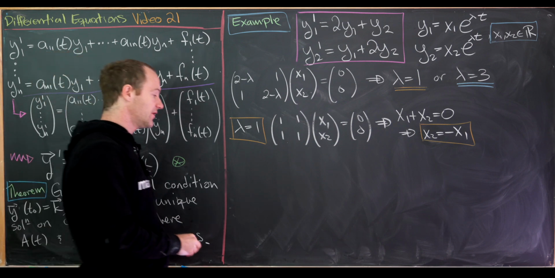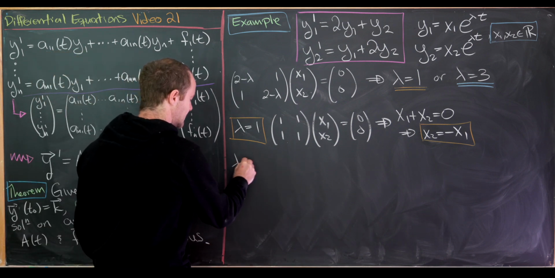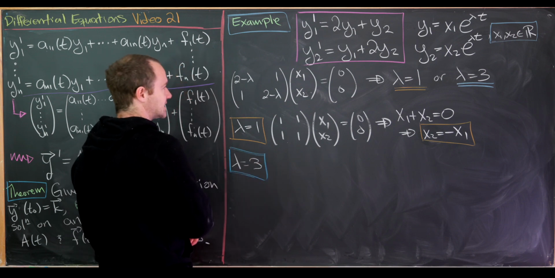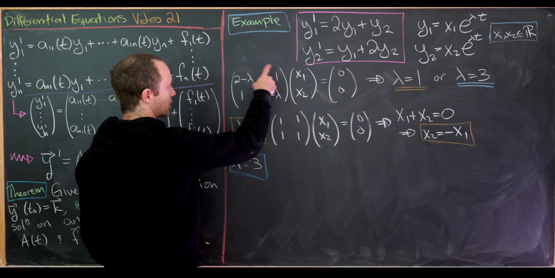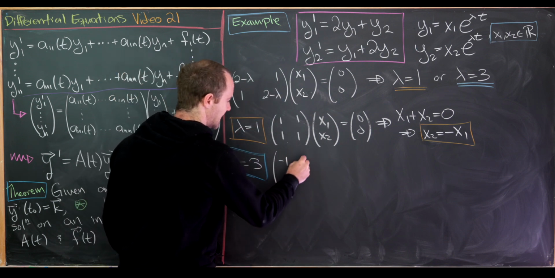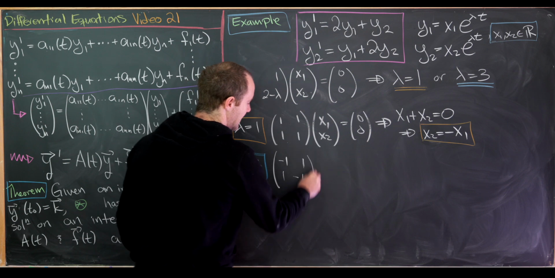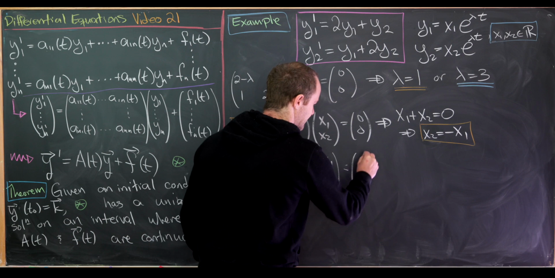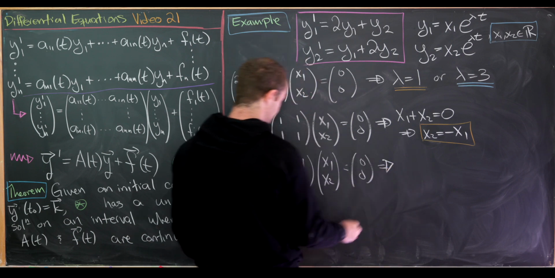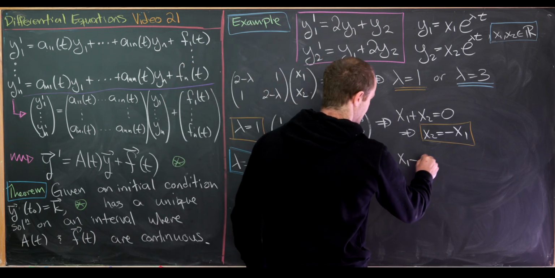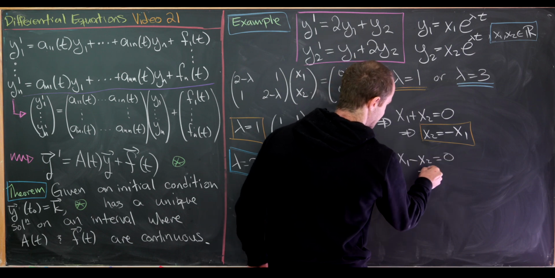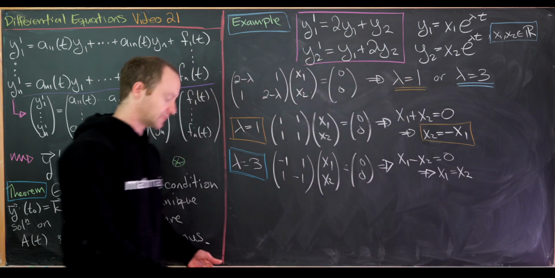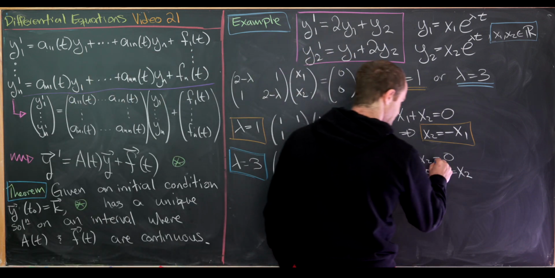And now let's look at the other case when lambda is equal to 3 and see what we get in that case. So in the case that lambda is equal to 3, our matrix vector equation turns into negative 1, 1, 1, negative 1 times the vector x1, x2 equals the 0 vector. That gives us the equation x1 minus x2 is equal to 0, which tells us that x1 equals x2. So we have something like that in this case.